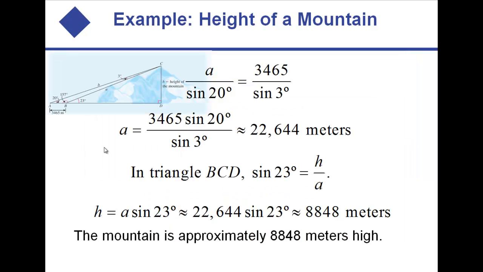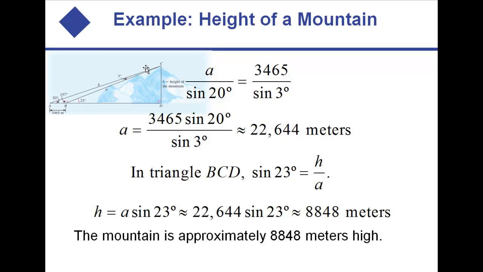So there's our picture still. If we're trying to find this measurement here, this A, we know that A over sine of 20 has to equal 3,465 over sine of 3, and then we can solve for A.